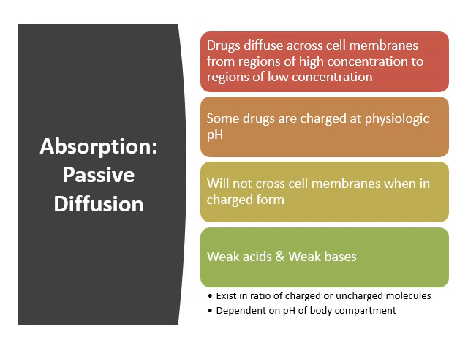Okay. Some drugs are charged at physiologic pH. We'll talk about that next week. When a drug is charged, it will not cross the cell membrane in the charged form. And we're talking about weak acids and weak bases. They exist in a ratio of charged or uncharged molecules at physiologic pH. Then, depending upon whether it's a weak acid or base, when you inject that drug into the bloodstream, that will determine the movement of that drug. And like I said, it's a very complicated concept, and we're going to talk about that next week.